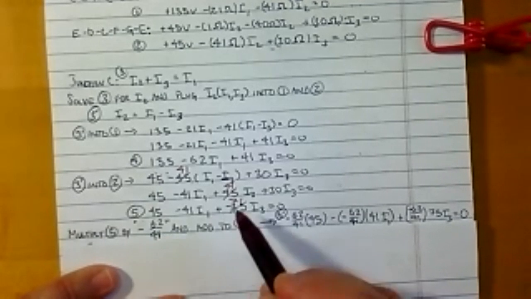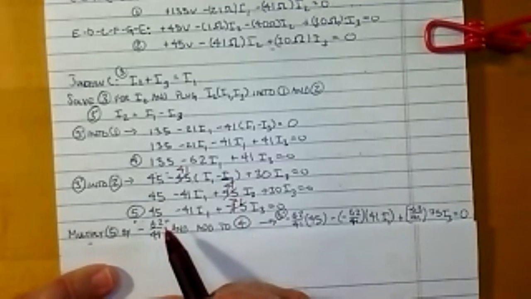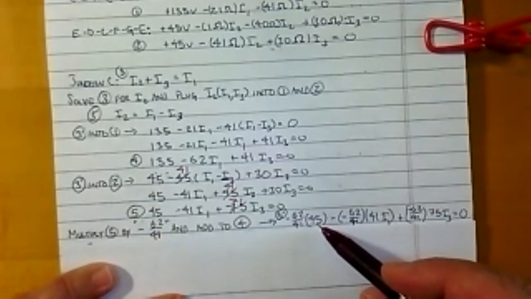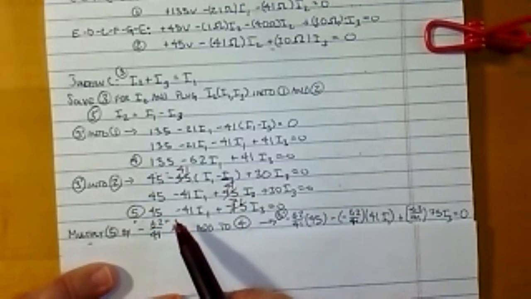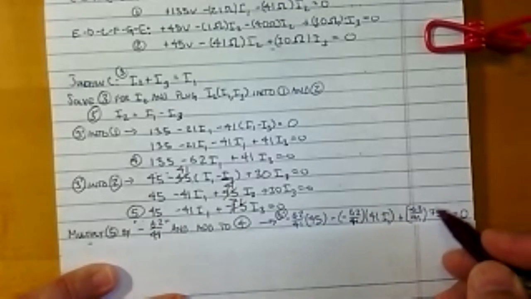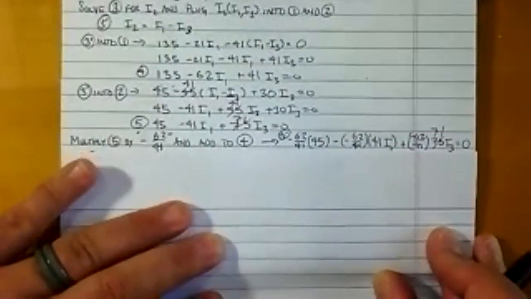Easy peasy, except for this typo that I have to keep replacing. So I'm going to take equation 5 and multiply it by negative 62/41. So negative 62/41 times 45 is the first term. Negative 62/41 times negative 41 I1 is the second term. And then negative 62/41 times 75, which is actually supposed to be 71, is the last term. So I'm going to have to do some calculator work to repair that screw up, but it's not a big deal.